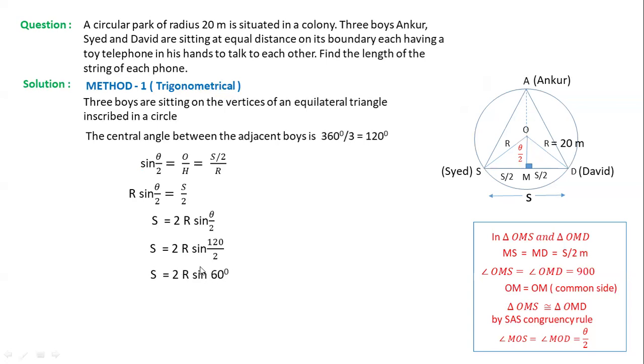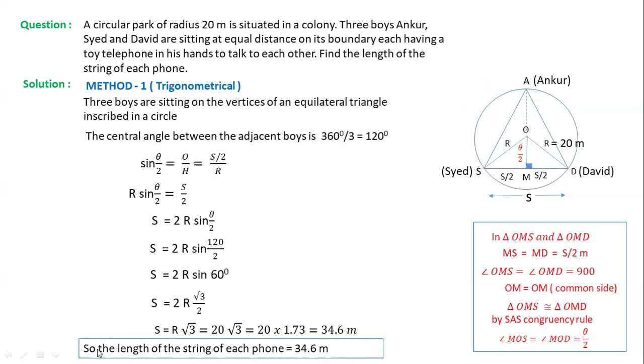2r sine 60. What is sine 60? Root 3 by 2. Now put the value of r. The 2 cancels, so S is equal to r root 3. What is r? 20. So 20 root 3. What is the value of root 3? 1.73. So 20 into 1.73 is 34.6 meters. That is the length of the string you will require to connect each of the students. So the length of the string for each pair is 34.6 meters.